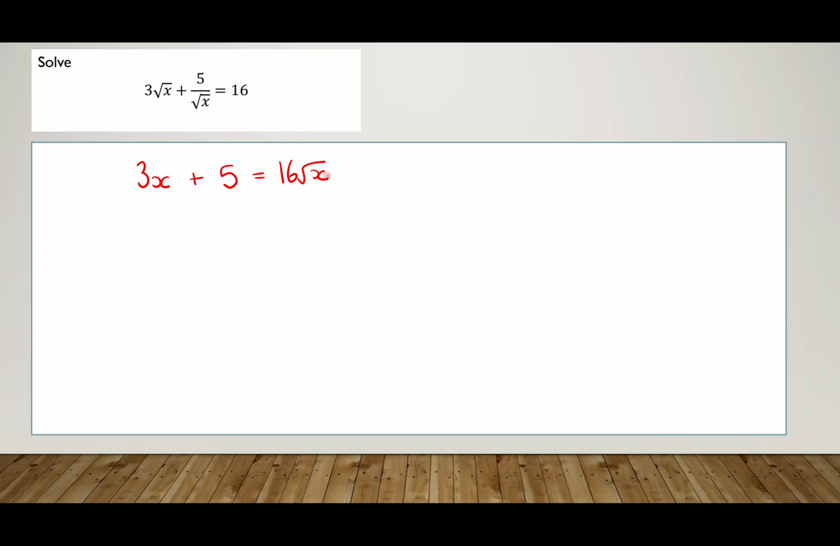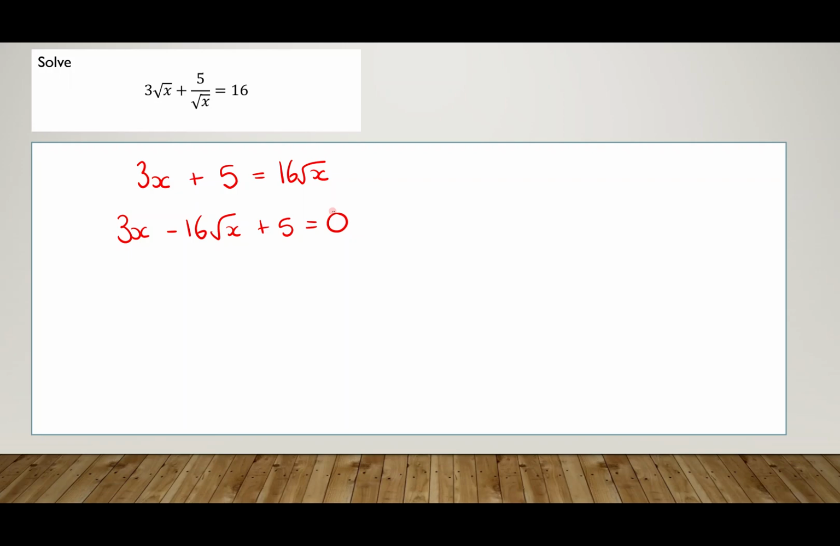Now it's helpful at this point to rearrange it in the form a function equals 0, because that's what our quadratics are used to looking like. So what I'm going to do is subtract the 16 root x so that it's in that equals 0 form already, what I need.